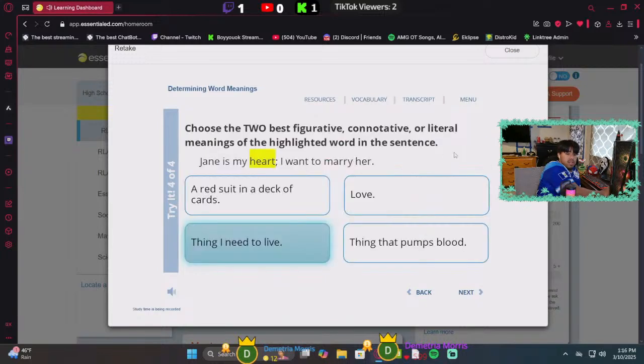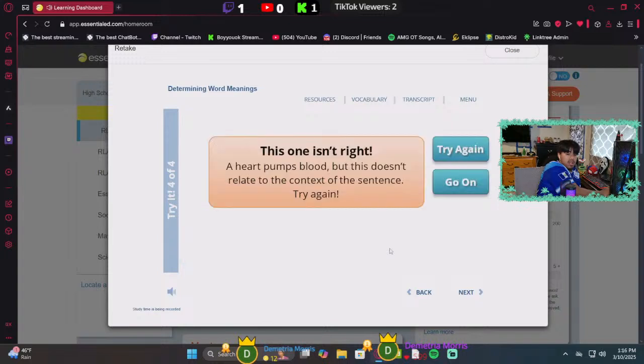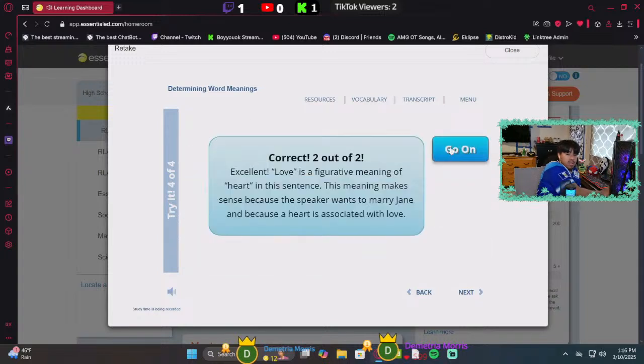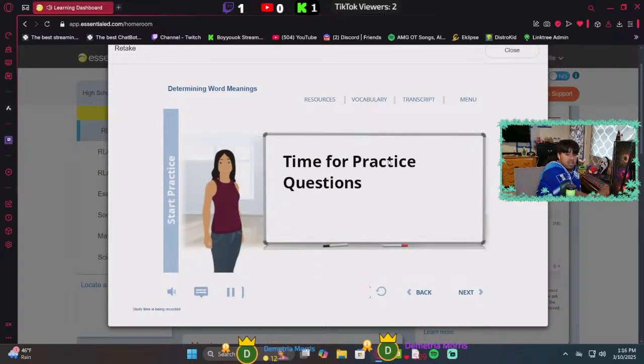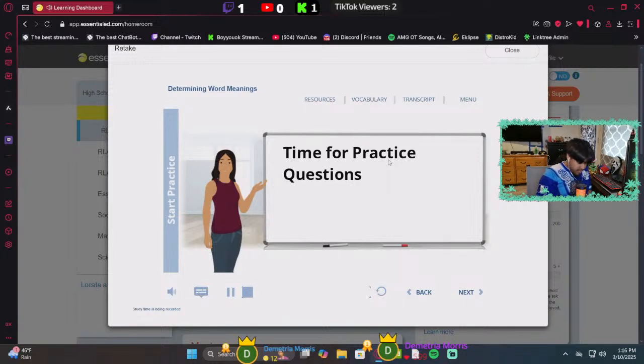Good. A heart pump. Excellent. Very good work on those exercises.